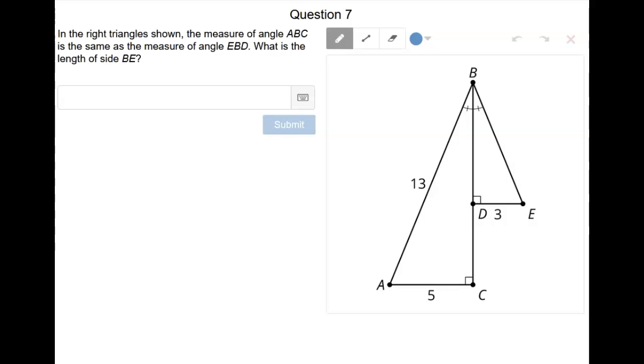Question 7. In the right triangles shown, the measure of angle ABC is the same as the measure of angle EBD. What is the length of side BE?